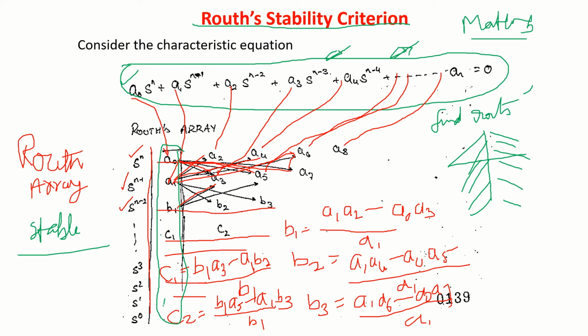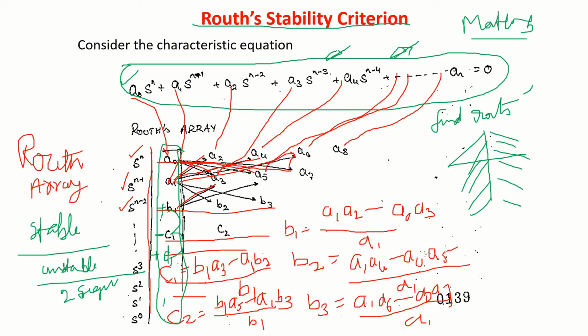By chance, let us say C1 is negative and all other things are positive. It is unstable. Correct? Provided A0 is positive, right? And how many roots are on right hand side of S plane? This is positive. Let us say D1 is also positive. Positive to negative, one sign change. Negative to positive, another sign change. There are two sign changes. There are two roots on the right hand side of S plane.